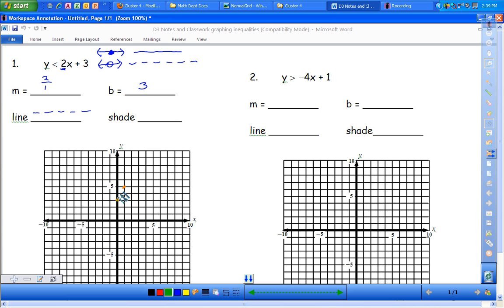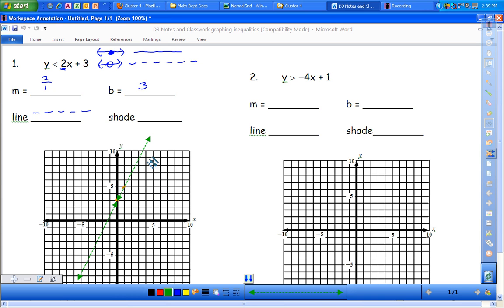Starting right here at this point, it's going to come up here through the other point and go shooting off forever and ever in that direction. And of course, it's also going to come down here, and we're going to shoot off forever and ever in this direction. So our line's going to look something like this right here. But we're not quite done.